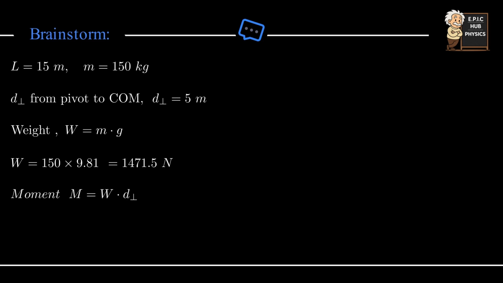The moment equals force multiplied by perpendicular distance. So the moment equals 1,471.5 multiplied by 5. This gives 7,357.5 Newton meters. Rounding appropriately, this becomes approximately 7.4 multiplied by 10 to the power 3 Newton meters. This is our final answer.